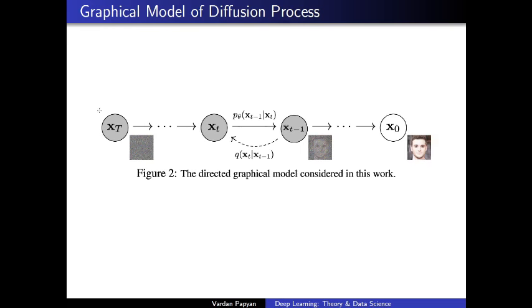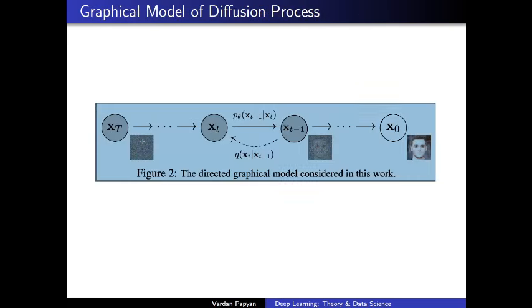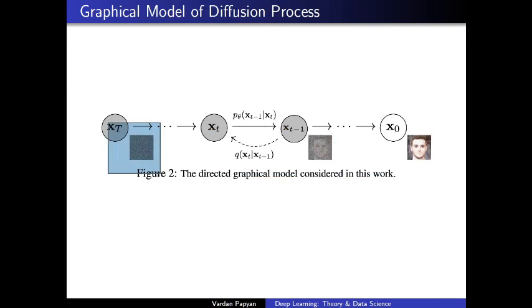When we are going from this x of T, at time T, it is pure noise. When we are going from step t to t minus 1, it is the distribution p theta of x of t minus 1 conditioned on x of t. And when we want to go to more noise, from t minus 1 to t, it is q of x of t conditioned on x of t minus 1.